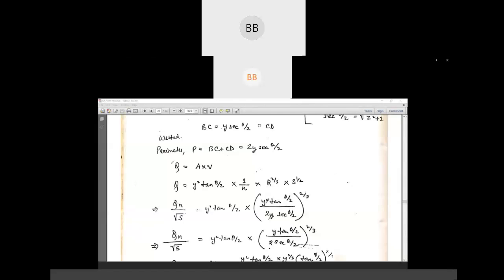discharge equation. See why we have taken the discharge equation: because in the expression that we need to derive, we have q there. So somehow we have to bring q into that particular expression. Understood? So that's why we are considering this discharge equation, so that we can get q in that particular expression. So this will be q.